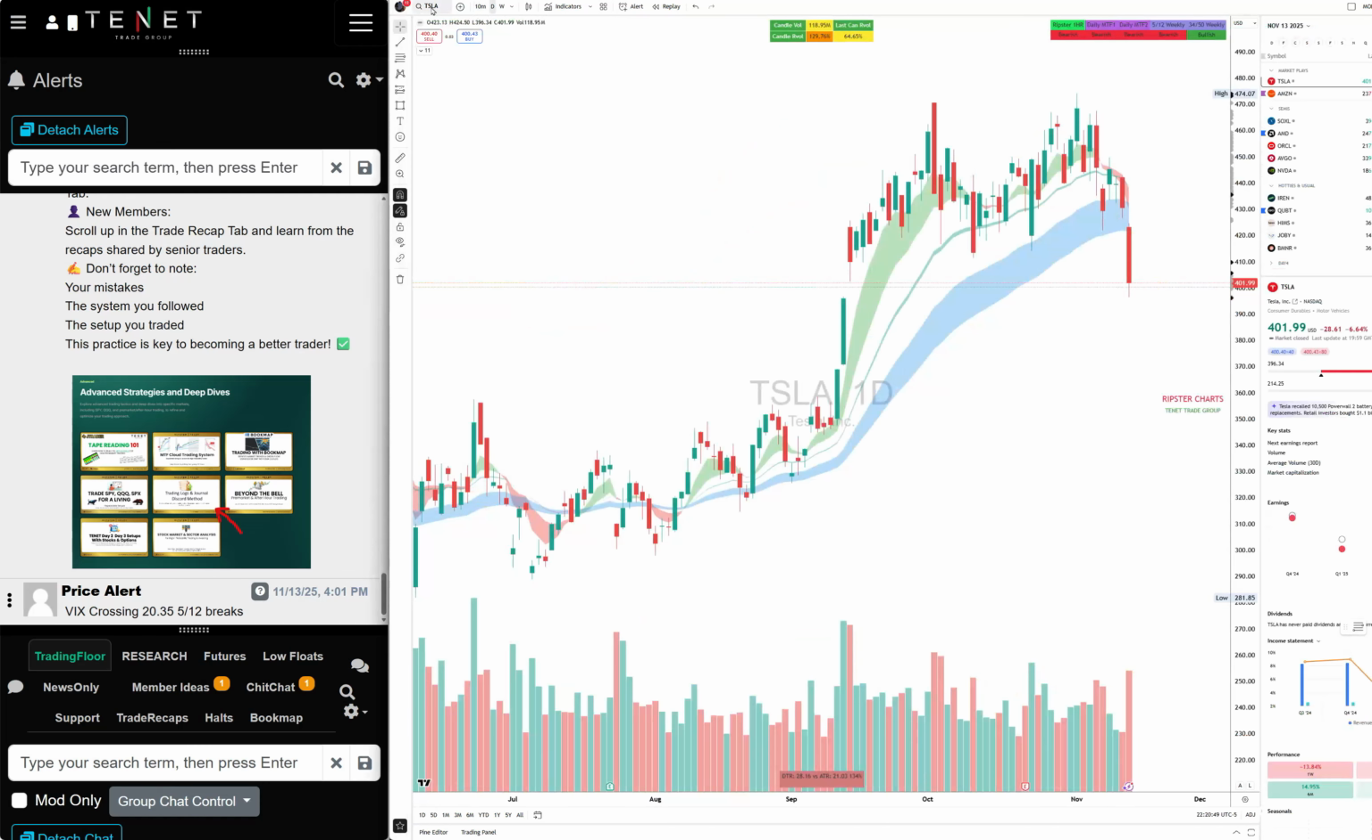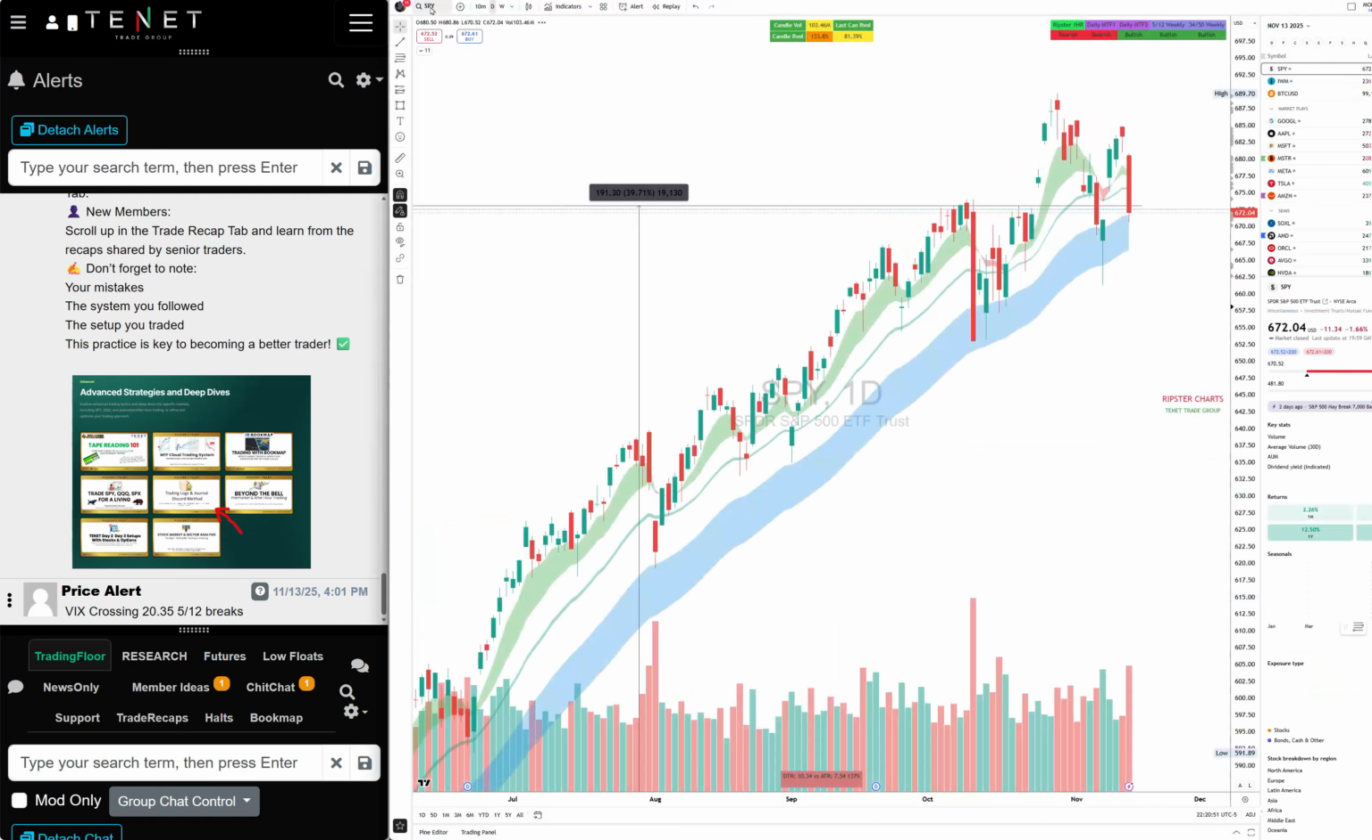All right, so let's start with SPY and QQQ. The market sold off a lot today. There were many reasons for the market selling off, such as selling the news into the government opening.